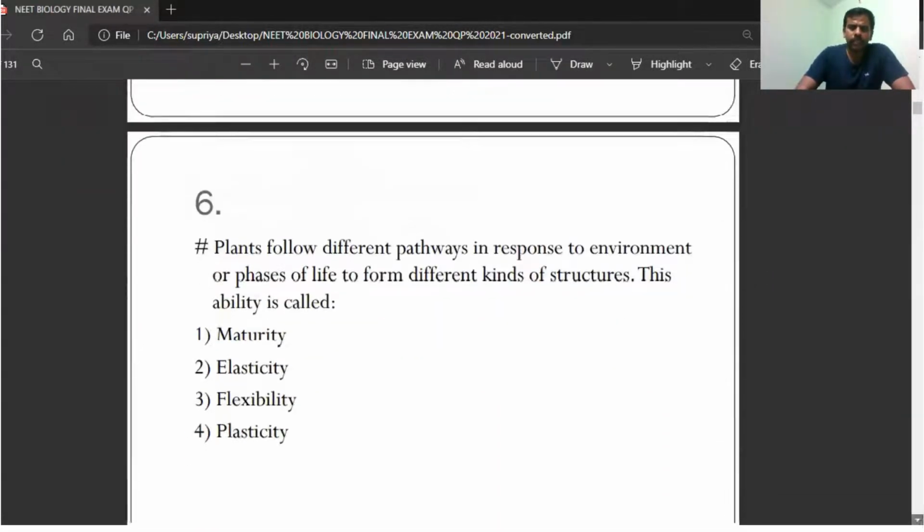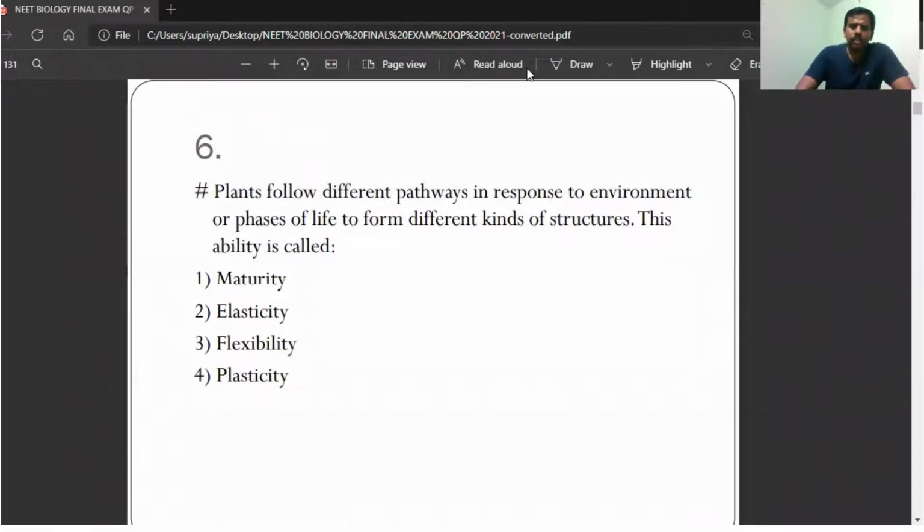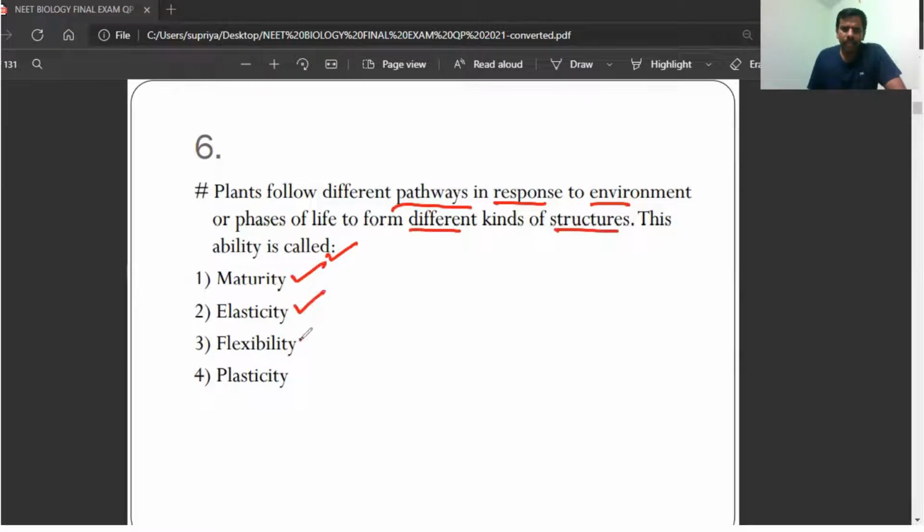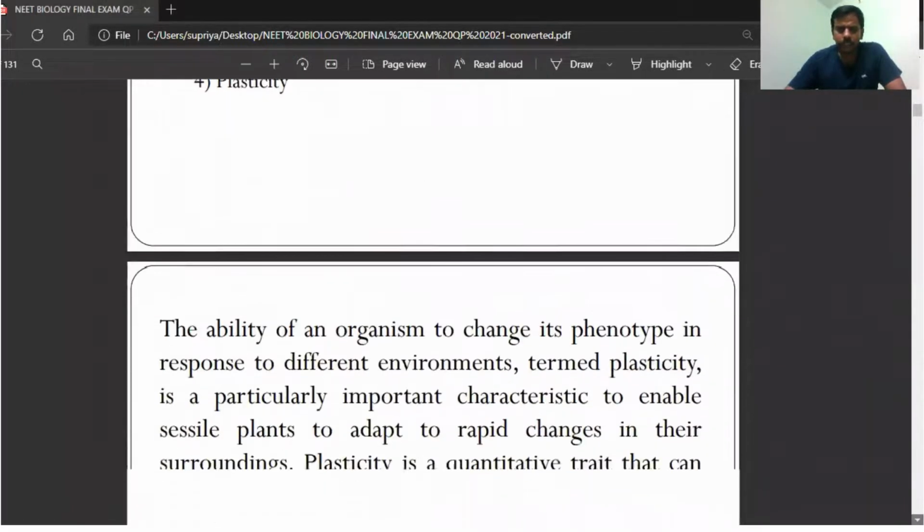Question number 6, right? See here, plants follow different pathways in response to environment or phases of life to form different kinds of structures. This ability is called, right? Now see the options given: the maturity, elasticity, flexibility, plasticity, right? Now before coming into the options once again, we'll see a little explanation regarding this question.